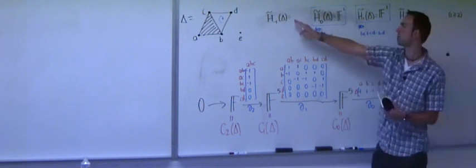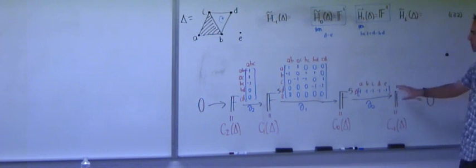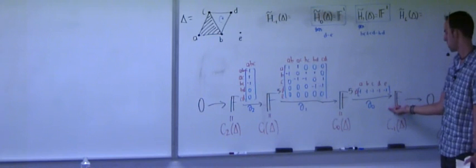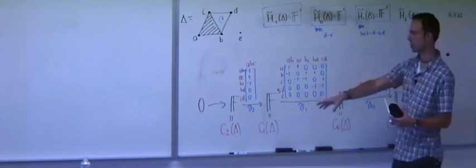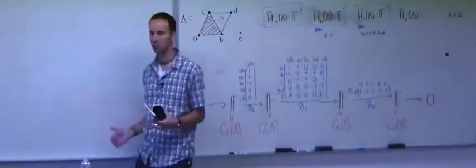What about here? Well, we're looking right here at the kernel mod the image. And again, if you do this carefully, you're going to get that this is also F to the 1. And then if you look at these guys, well, these guys live in these higher dimensions, 2 dimensions, 3 dimensions, 4 dimensions, and there's nothing in this complex, so that means that all of this stuff is 0.